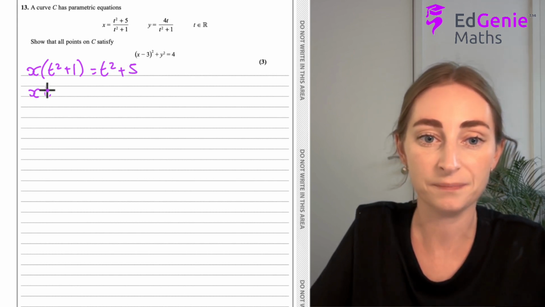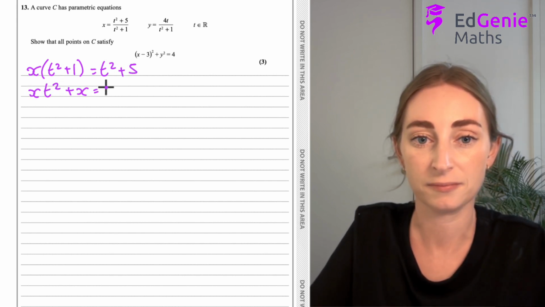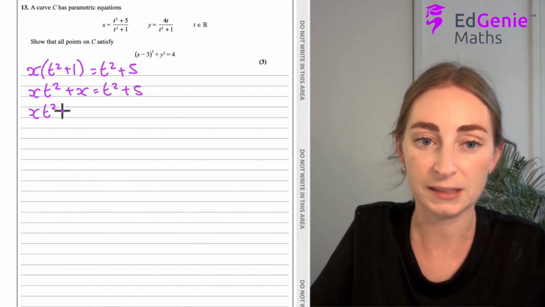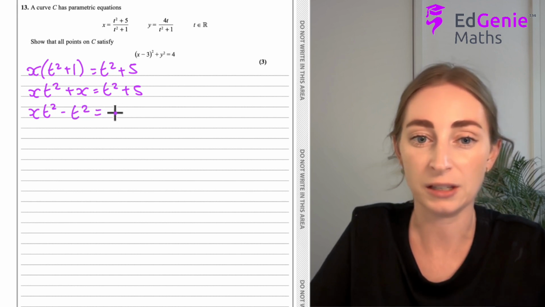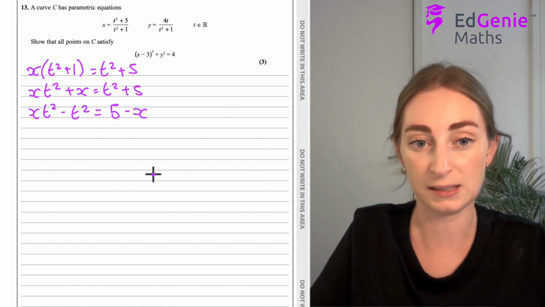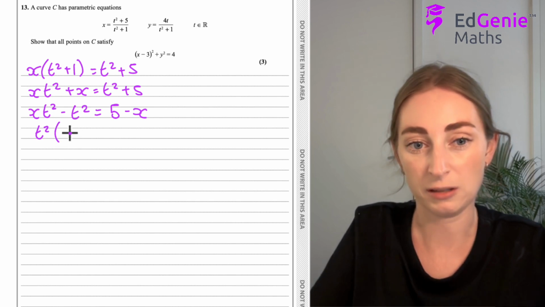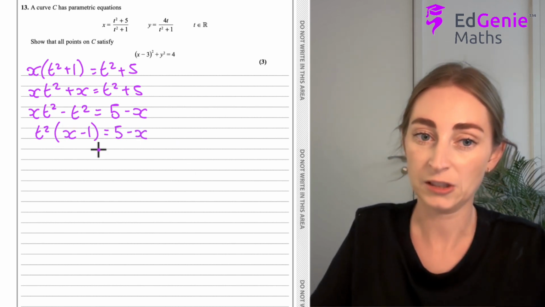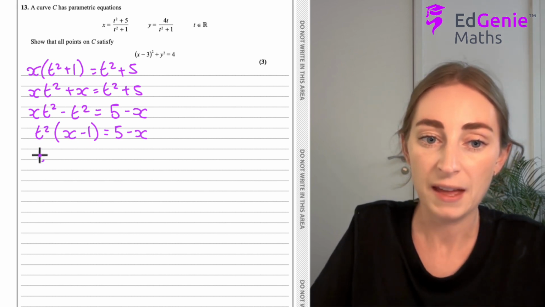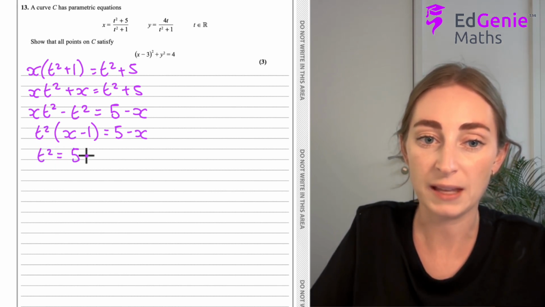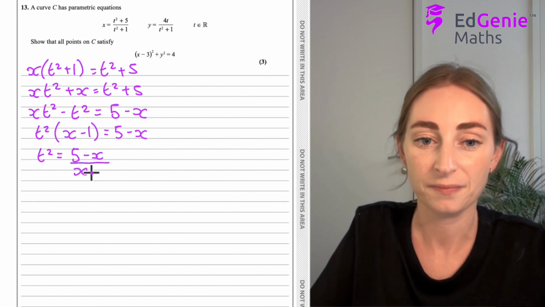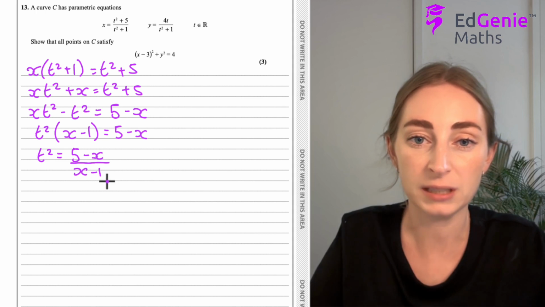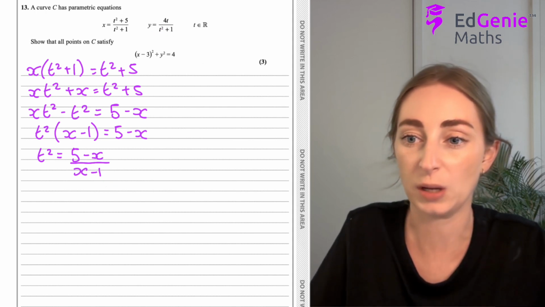Multiply this out. Then I want all my t terms on the left-hand side and anything not in terms of t on the right-hand side, so that I can then factorize. Can you see what I've done there? Then divide both sides of the equation by x minus 1. There we go. Now, there's no point square rooting this because over here we've got t squared.